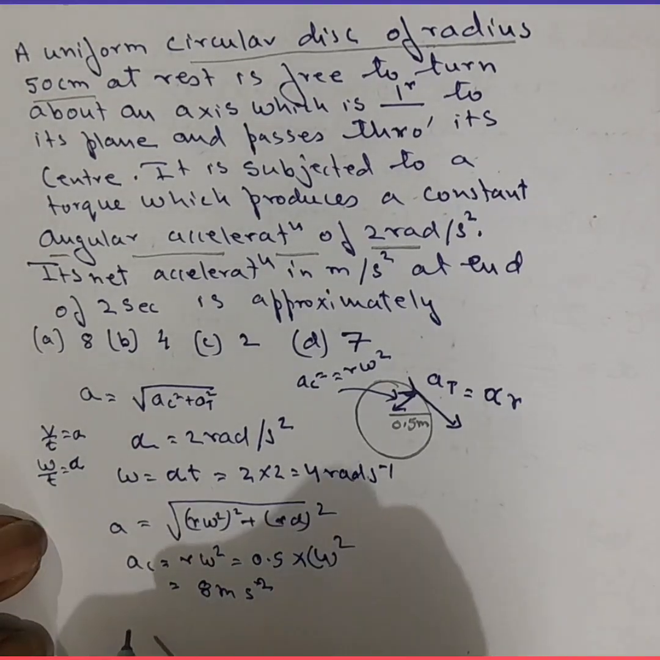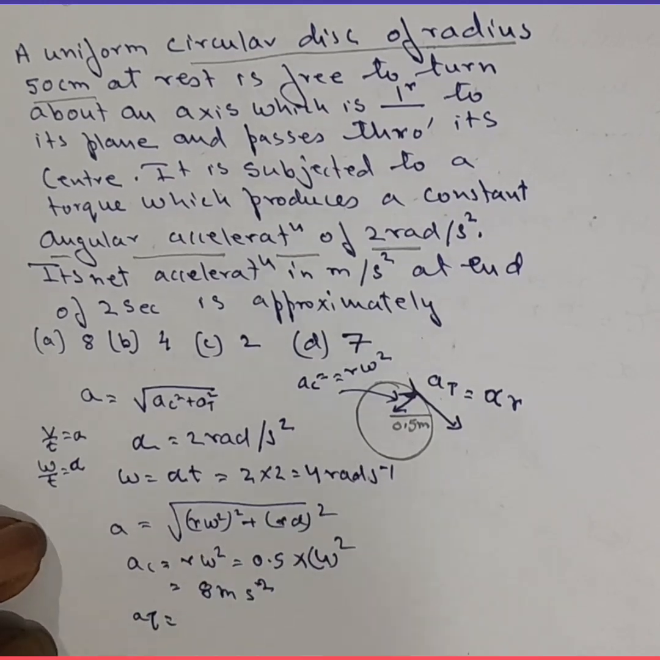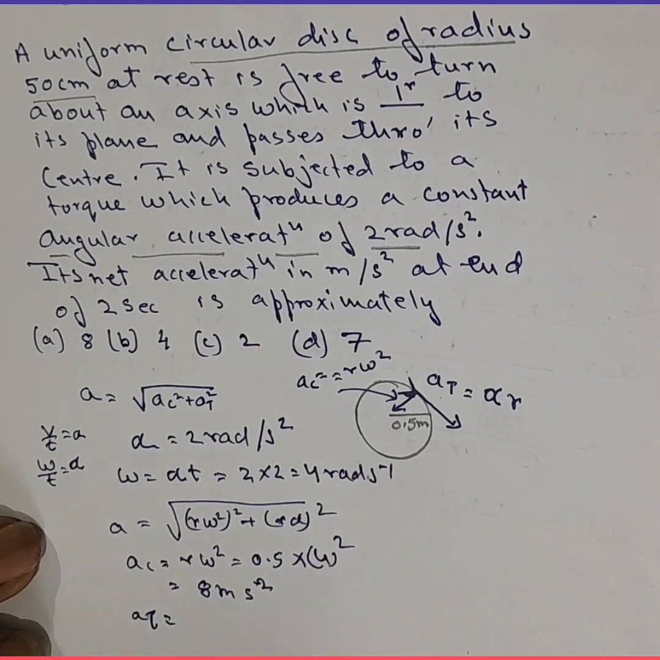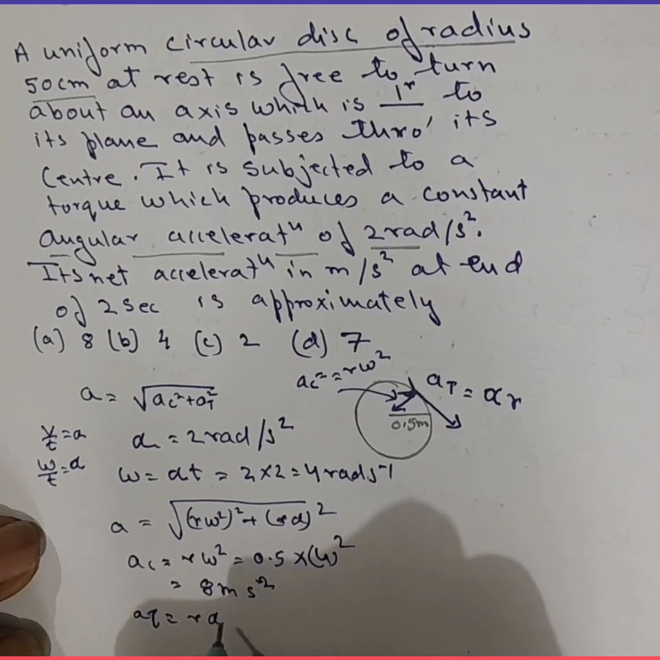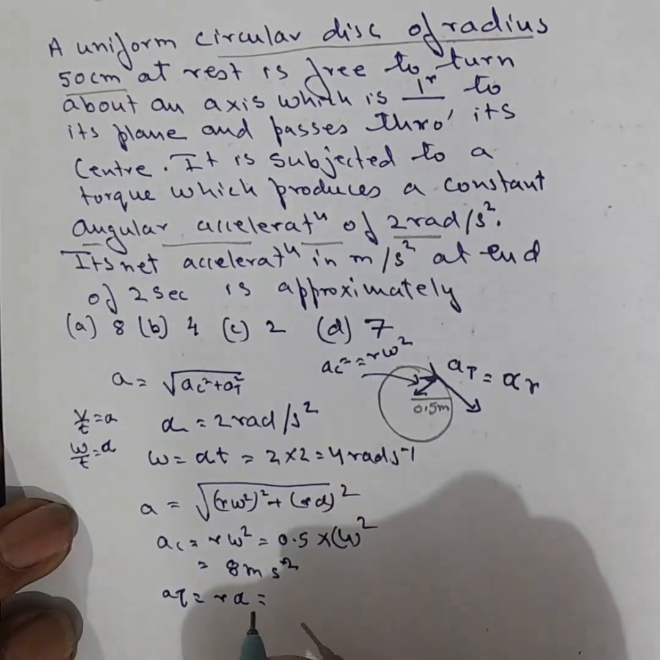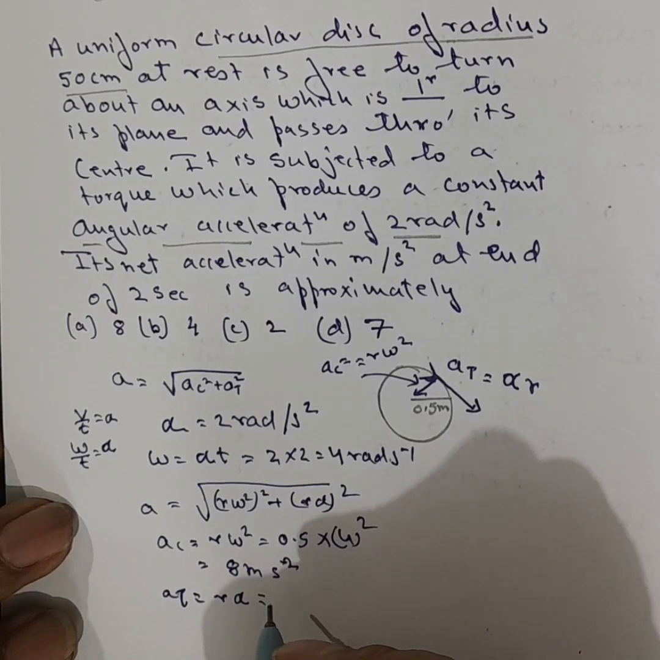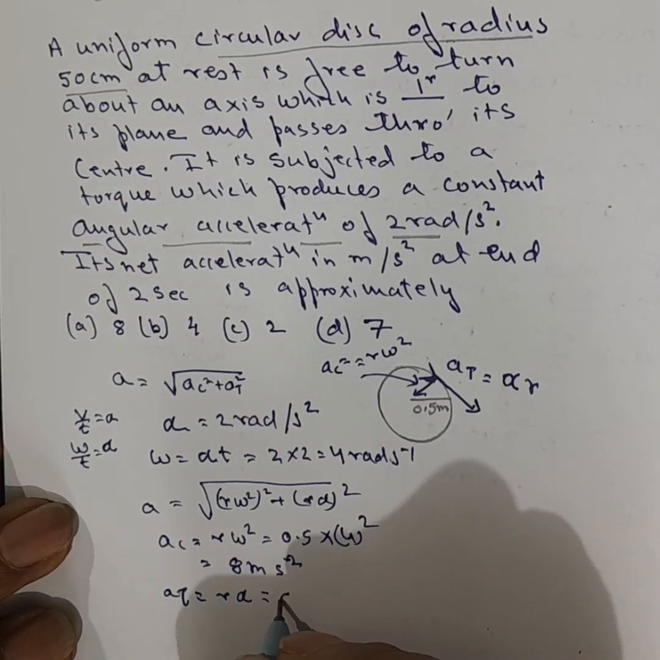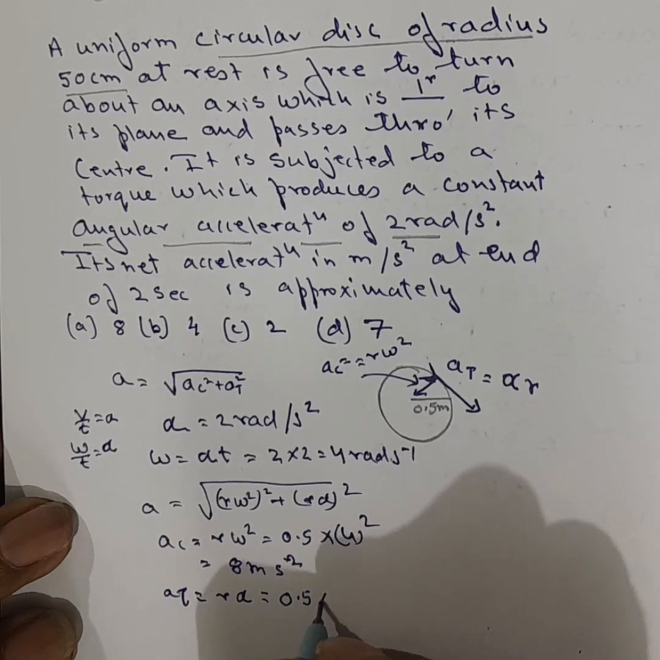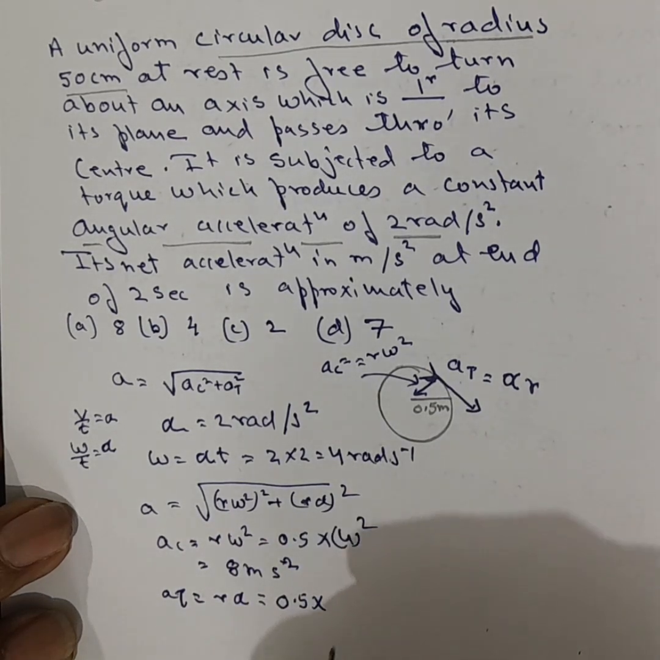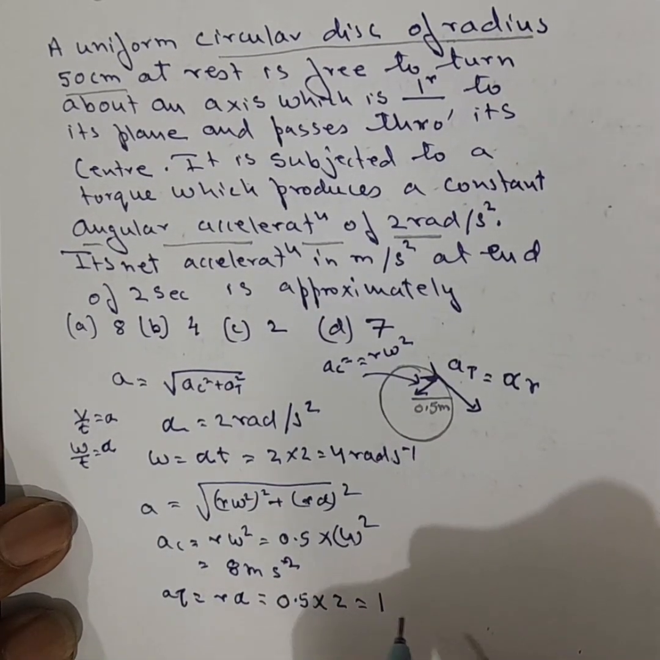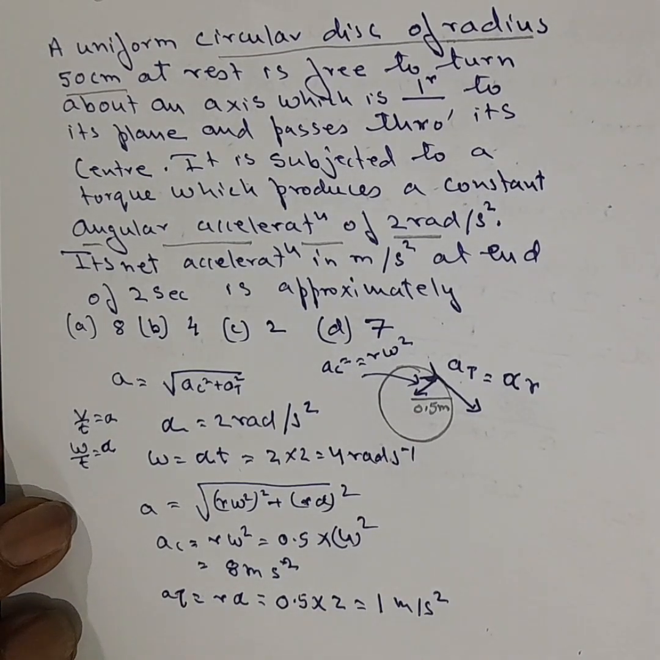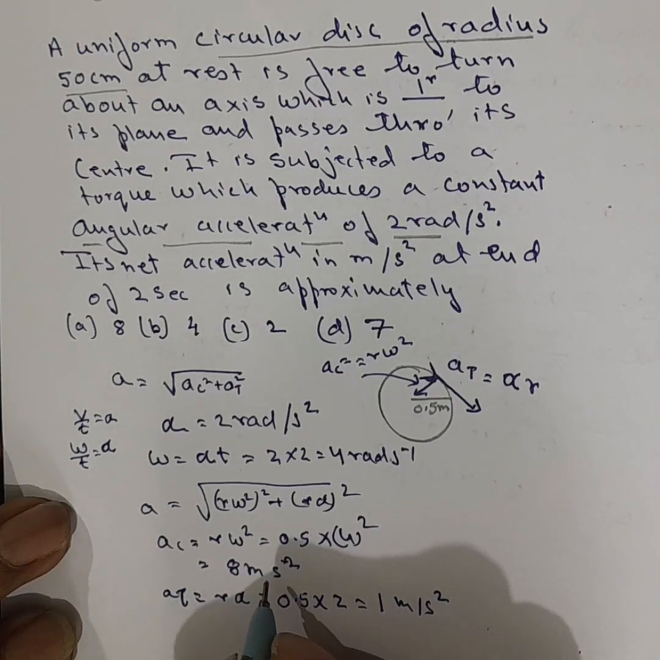Now what about AT? Tangential. AT formula is r alpha. Acceleration given is 2 radians per second square and r is given as 0.5 meters, so that comes to 1 meter per second square. All right, so AC became 8 and AT is 1, so we got this.